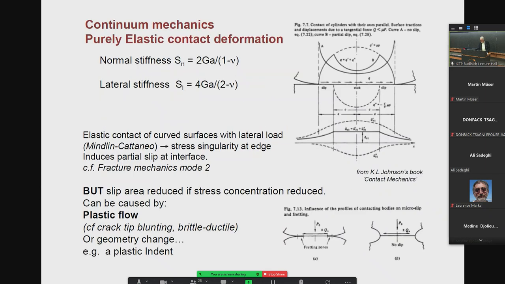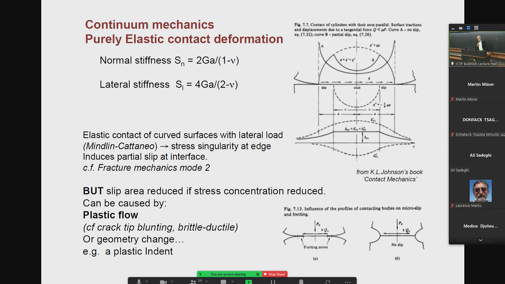I just want to do two other reminder things. When you're in continuum mechanics, of course, there's a great classic book by Ken Johnson, we know. There's all sorts of interesting stuff in this, which we may or may not use some of, but you all know if you take an elastic contact, Hertzian contact, and you shear it, there are going to be singularities at the edge, and therefore you're going to have partial slip. All this stuff is well known. But I just want to make this cautionary note.